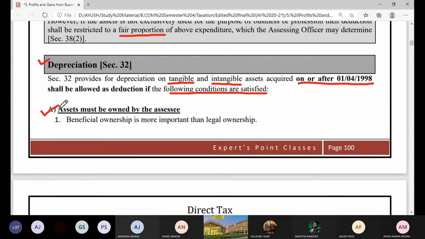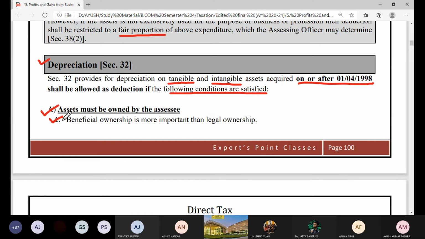You know that the person who is the owner of the asset can actually claim depreciation, whereas the person who is not the owner but is using an asset for some payments can only claim such payments as deduction, not depreciation on the same. Now, this term owner doesn't mean only the legal owner. It may be a beneficial owner too. So remember, beneficial ownership is more important than legal ownership.